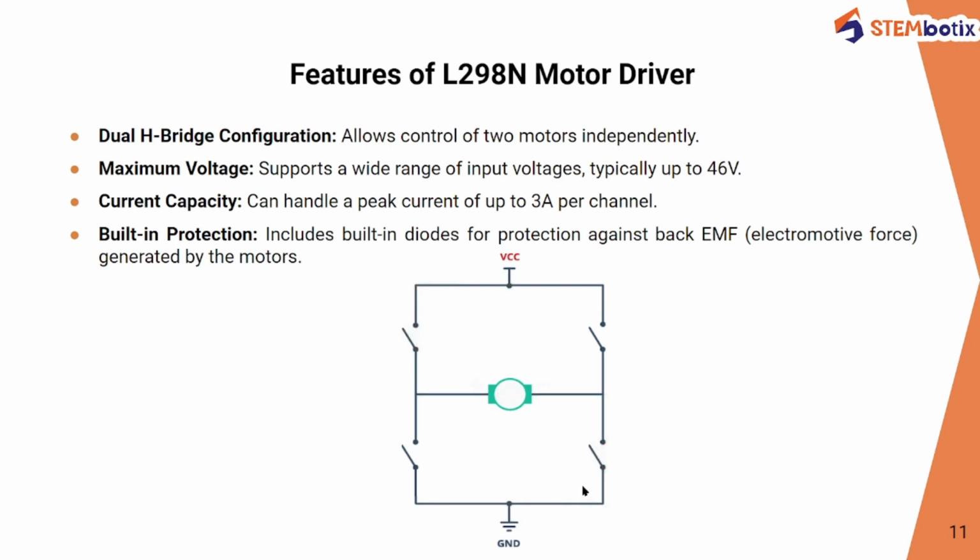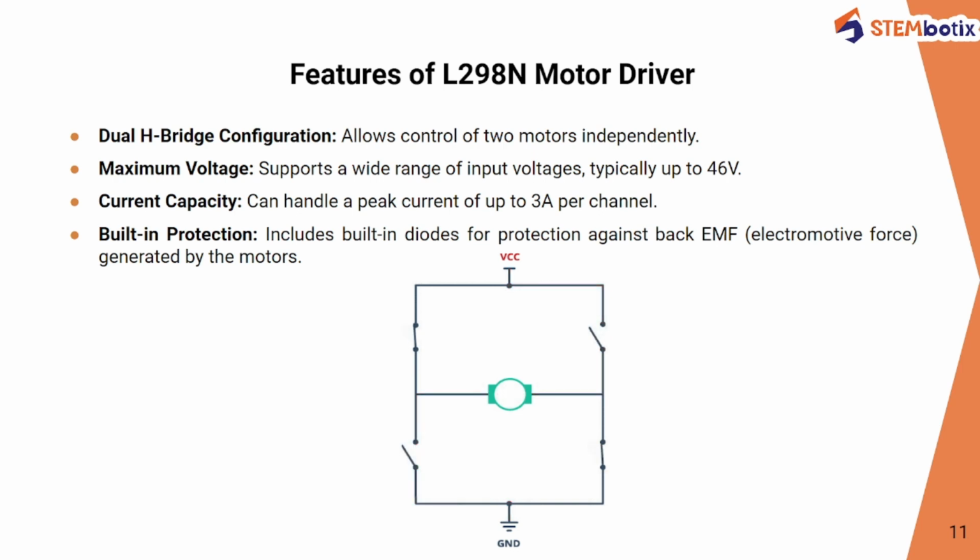Now let us discuss the features of the L298N motor driver. Dual H-bridge configuration means it allows control of two motors independently, means you can control two different motors independently. After that is maximum voltage, it supports a wide range of input voltage, typically up to 46 volt, means this particular motor driver can be operated up to 46 volt input voltage.